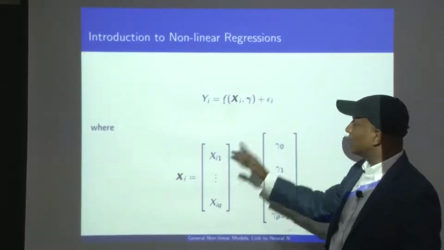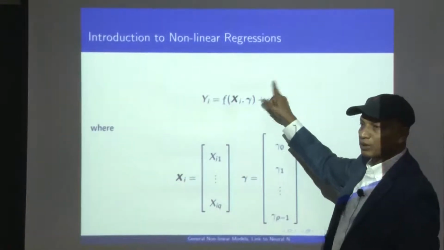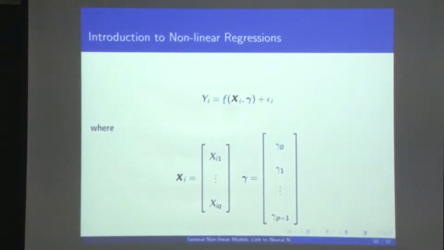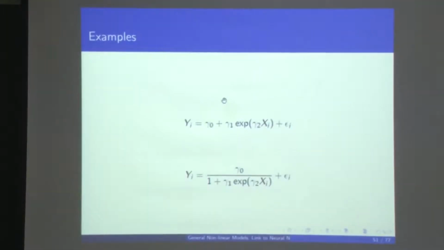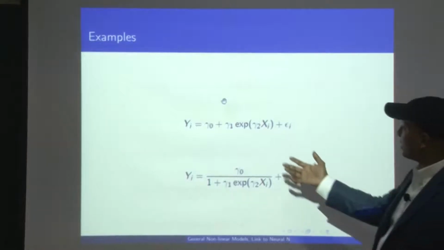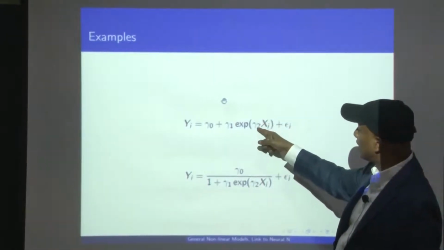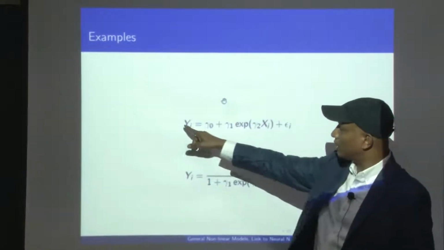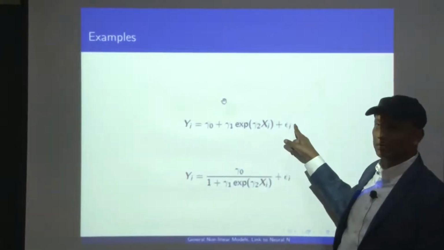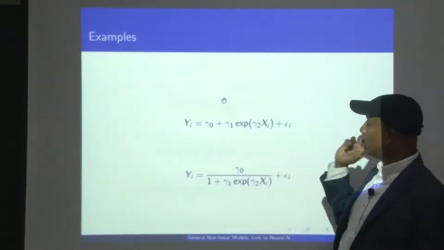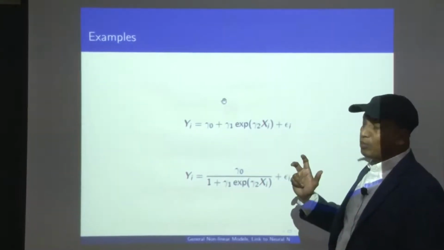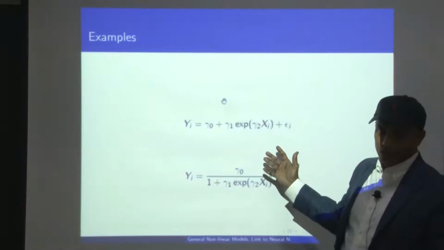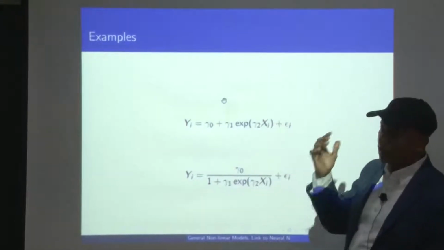Gamma is the kind of regression coefficient, but that's p dimensional. It does not need to match, and you need to have some assumptions there. And in a very simplistic way, these are some more examples, probably the exponential nonlinear through this gamma 1, gamma 2. This is also nonlinear. Note that even if you take the log, it doesn't become linear. So these are typical examples of nonlinear regressions.